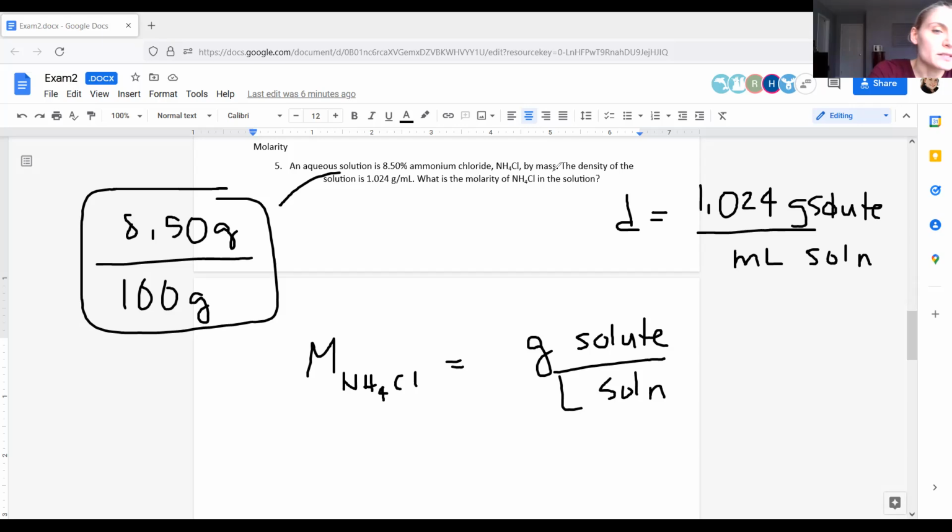So remember, this is the solute. This is the solution. We want to get rid of the grams of the solution on the bottom, and we just want to figure out what our solute is. We want to figure out what the grams of our solute is and convert it to moles over the liters of our solution to try to have this make a little bit more sense.